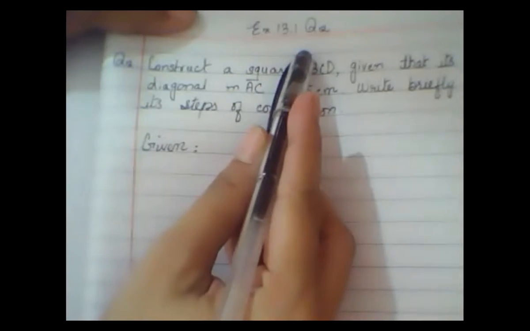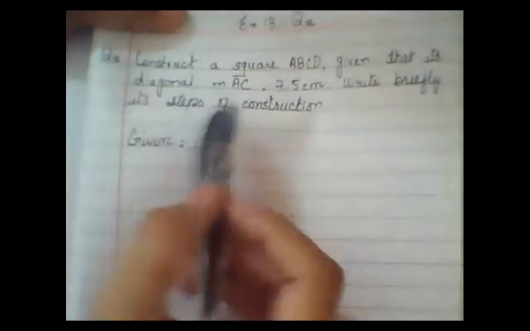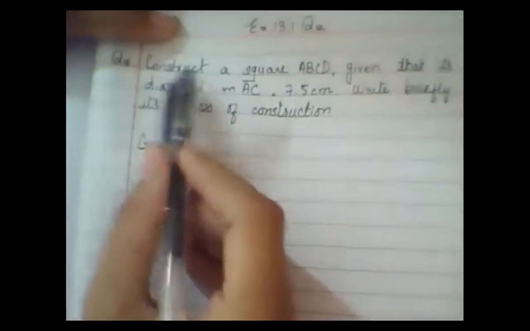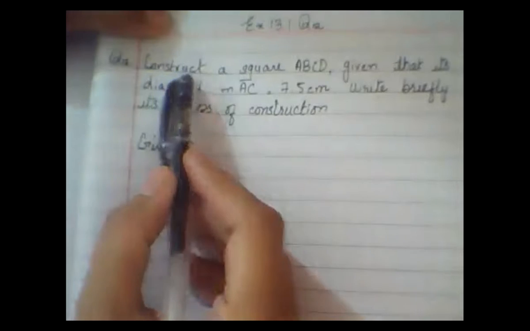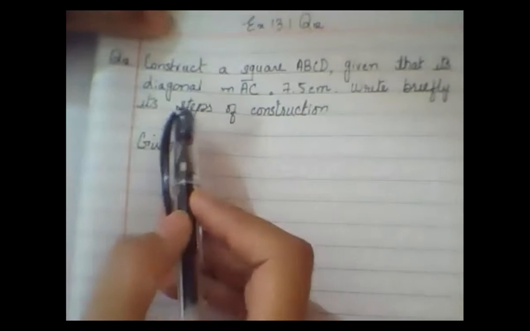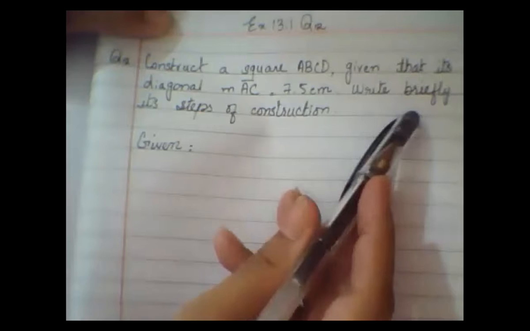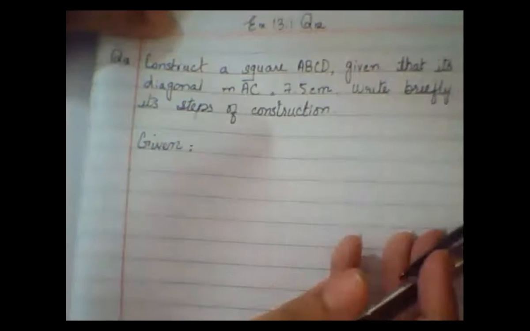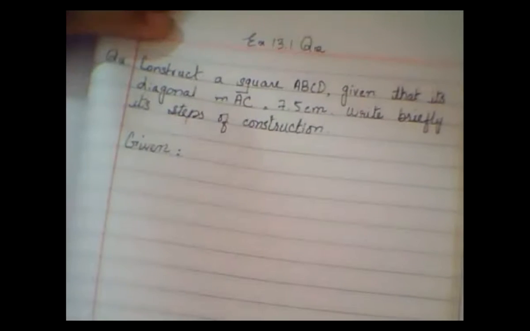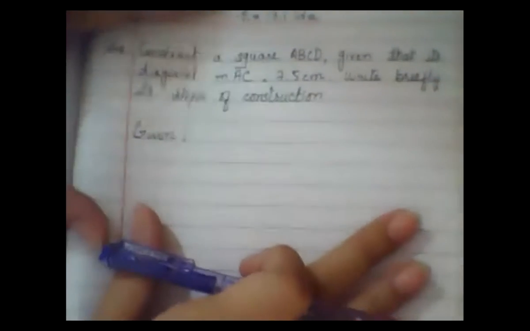So here the question is: construct a square ABCD. I have selected question 12. What you have to do is question 11, but I have selected question 12 to explain to you. Construct a square ABCD given that its diagonal measurement AC is equal to 7.5 centimeter. Write briefly its steps of construction. But first of all we have to write the given. What is given in this question?